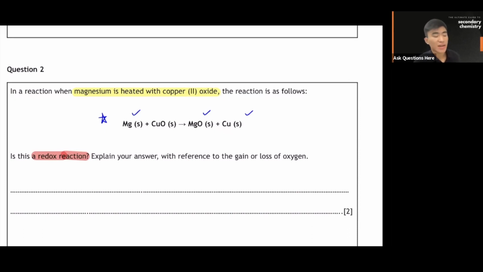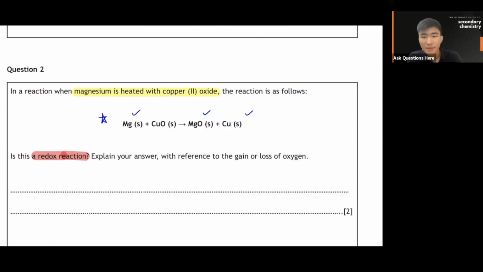Remember what is the criteria for a redox reaction? When we gain oxygen, we call it undergoing oxidation. And when it's losing oxygen, it is considered a reduction reaction. So can anyone text into the chat, please? Is this a redox reaction?